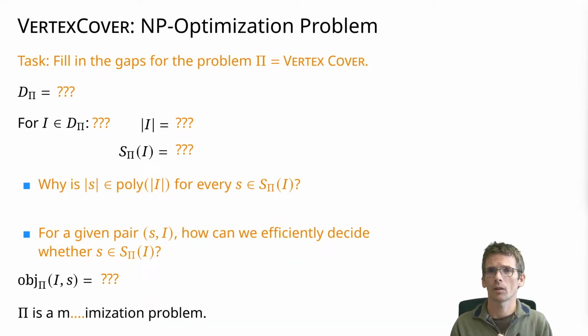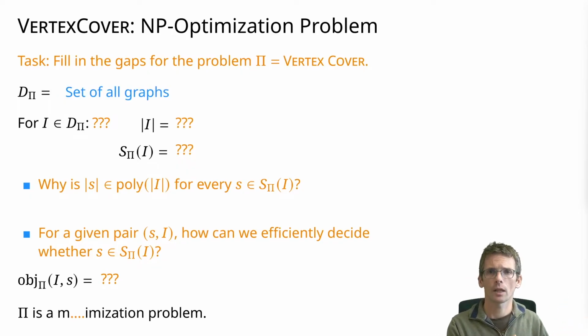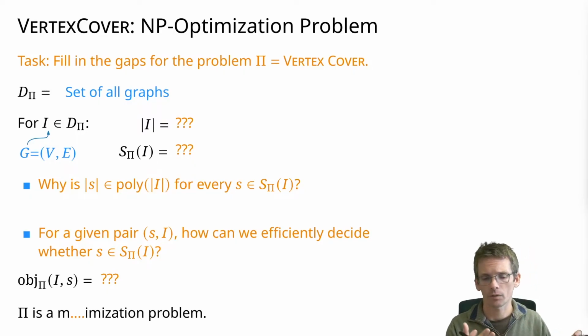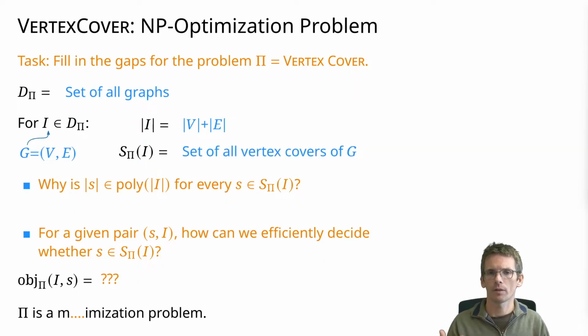What is the set of instances? Instances are the inputs. So the input to the vertex cover problem is a graph. So this set is a set of graphs, and an instance is a specific graph G with vertex and edge set. Given this instance, what is its size? The size of a graph is number of vertices plus number of edges. And what are the feasible solutions? The feasible solutions are simply the set of all vertex covers of this given graph.